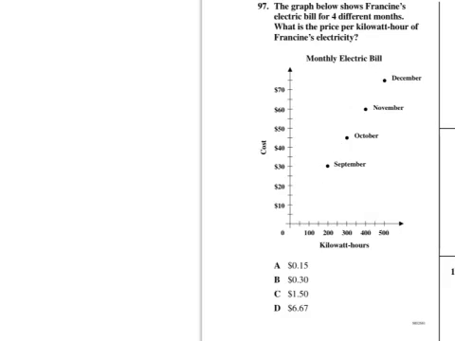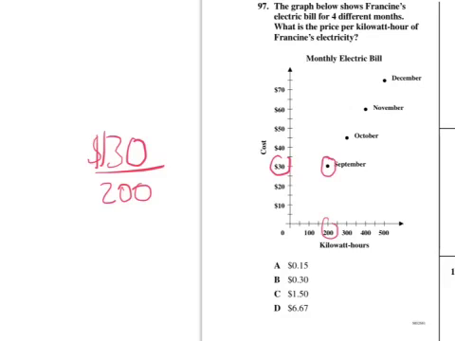But all we have to worry about is one problem at a time. So let's focus just on this. You have $30 and 200 kilowatts. $30 divided by 200 kilowatts will give you your price per kilowatt hour. So the problem here is dividing and simplifying this. So you do this, cross that out, and then you have to do 3 divided by 20.